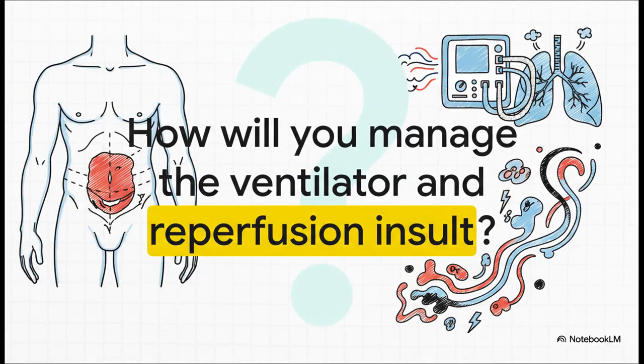So this gives you the framework, but we all know that safe practice means always thinking 2 steps ahead. So I'm going to leave you with this question to chew on. The abdomen is open, the blood pressure is stable, for now. What are you going to do right now with your ventilator settings to manage that suddenly compliant chest wall? And how are you going to tackle the inflammatory cascade, the reperfusion injury that's about to hit the circulation?